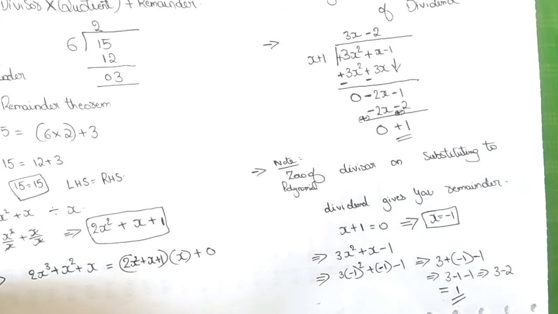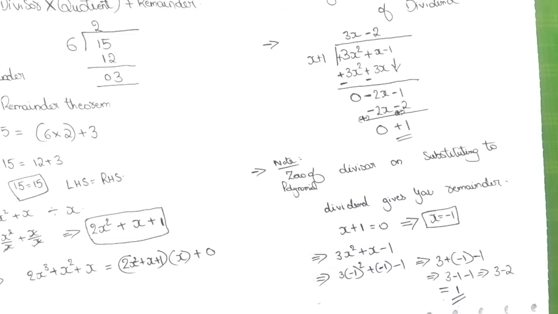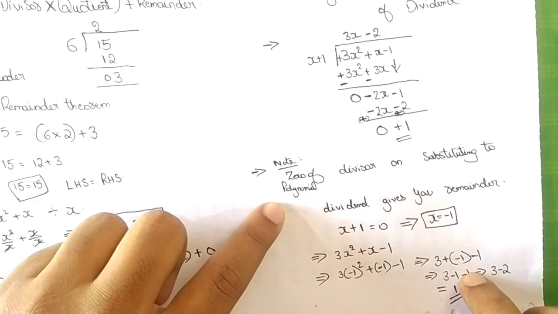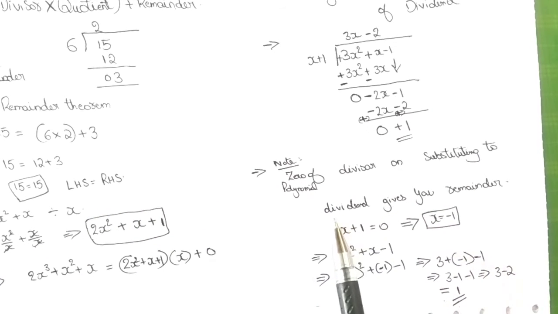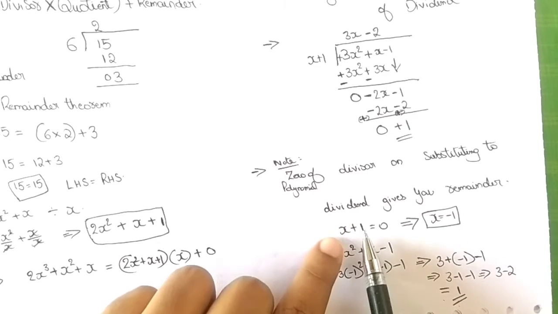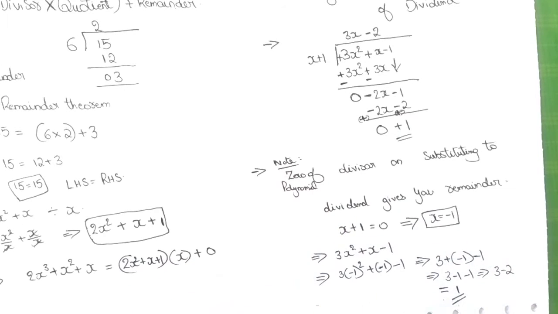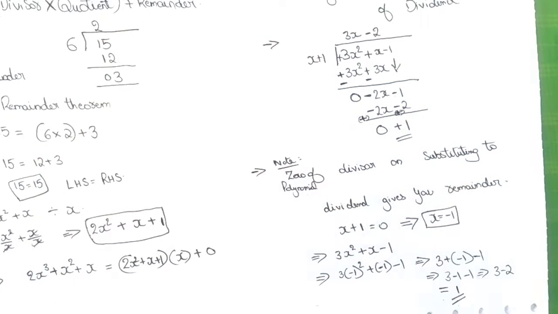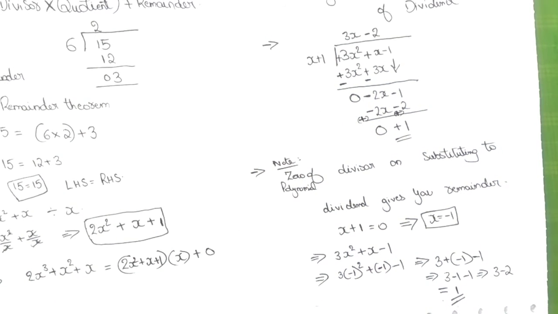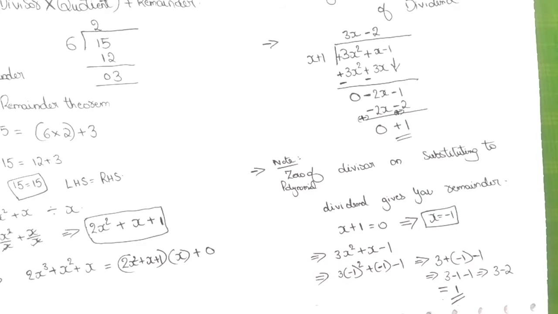This is our remainder, and this is our remainder theorem. What it says is that the zero polynomial of a given divisor, on substituting into the given dividend, gives us the remainder of that division process. How cool is that? Now let me turn the page first.